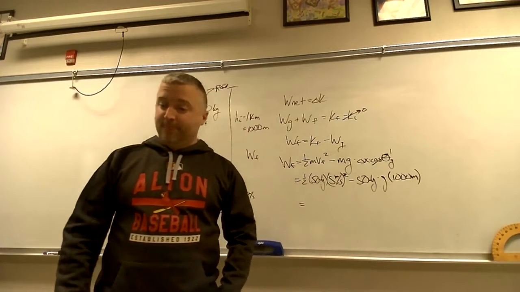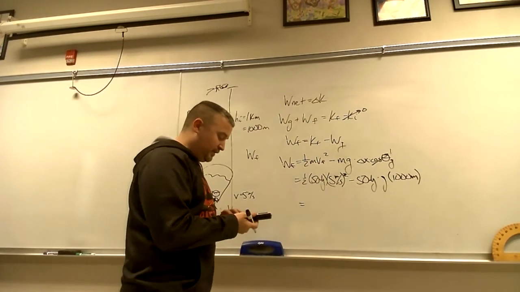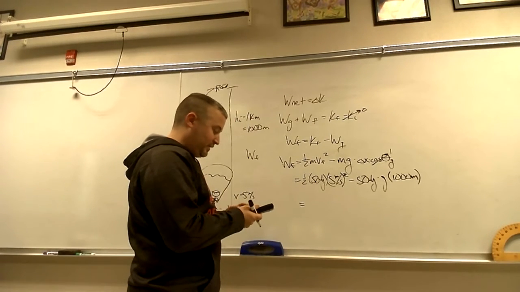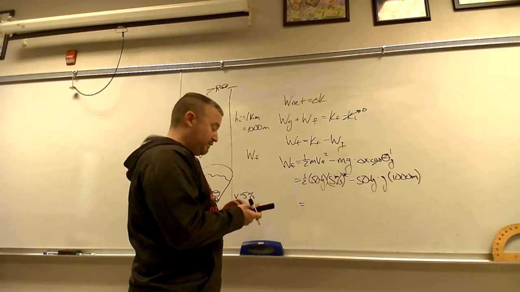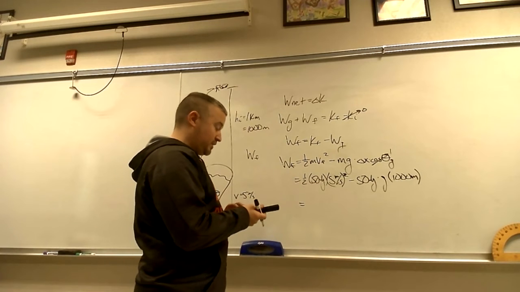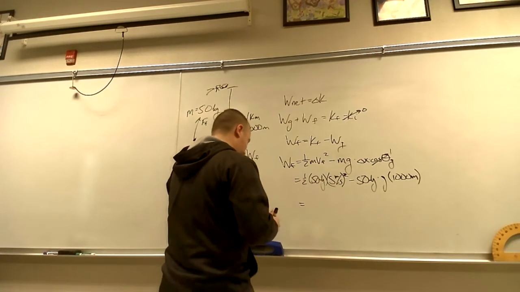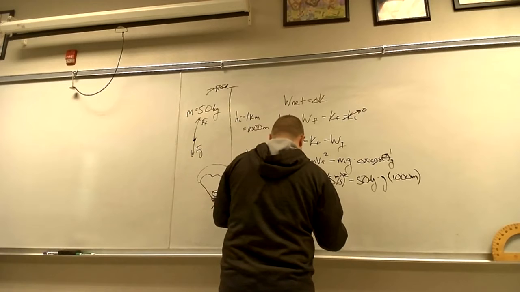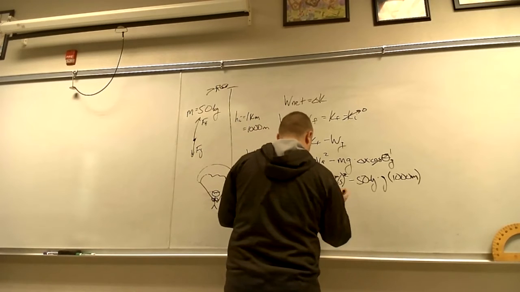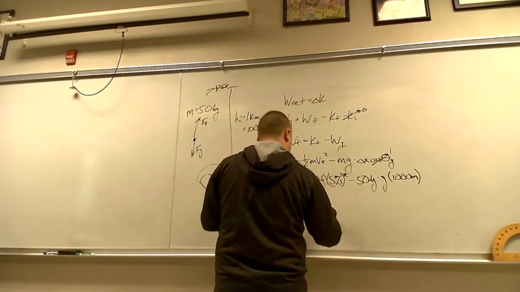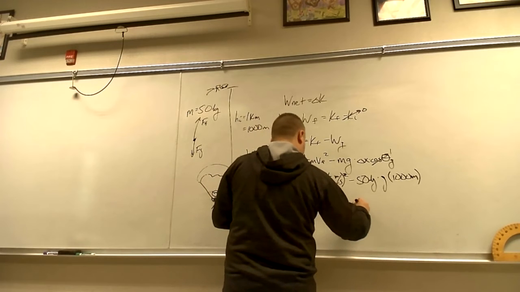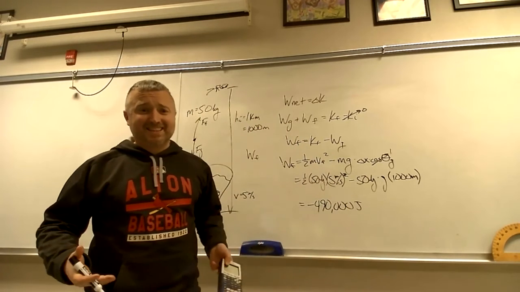All right, now let's go ahead and plug in. We get 1/2 times 50 times 5 squared minus 50 times 9.8 times 1,000. And I get negative 489,000. Actually, let's just round this. I'm going to round to negative 490,000 joules. Now, why does it make sense that that's negative?